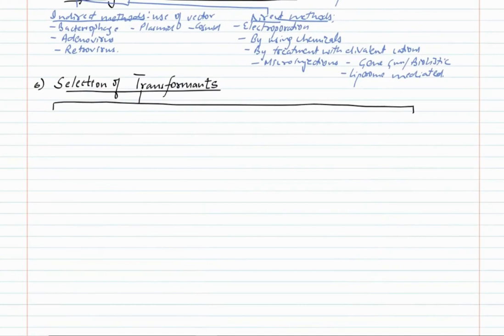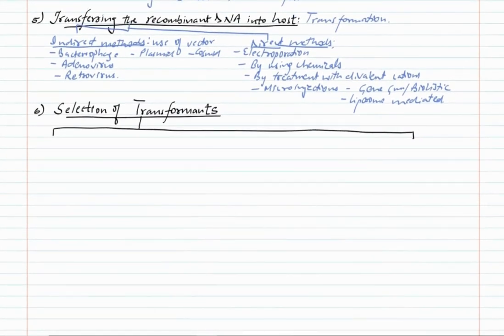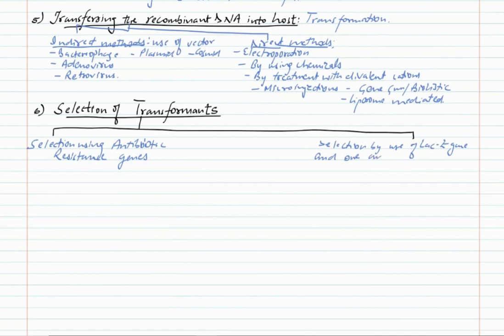Now after the process of transformation, to check whether the cells have taken up the gene of interest, we perform selection of transformants, which is done by two techniques. First is selection using antibiotic resistance genes, and the other is by using the lacZ gene and one antibiotic resistance gene. The details we have already discussed.